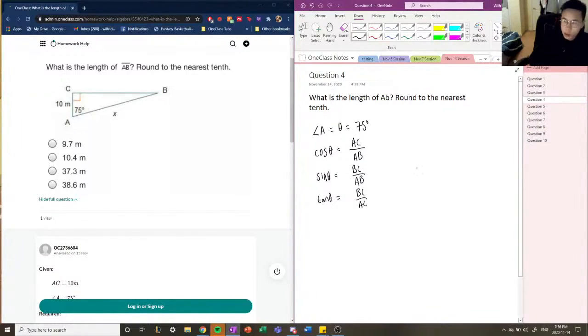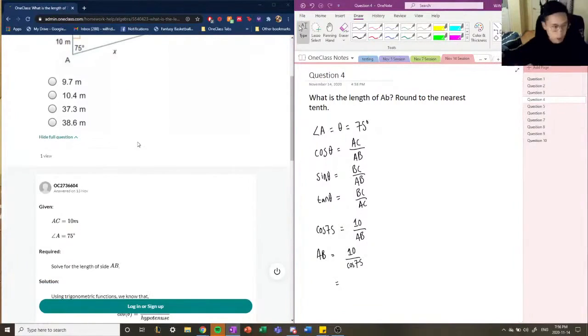Okay, so we're going to use cosine theta because we're given the adjacent side, and we need to find AB. So cosine of 75 degrees equals 10 over AB. So now side AB, or the hypotenuse, would be 10 over cosine of 75. And we're going to calculate that using our calculator here.